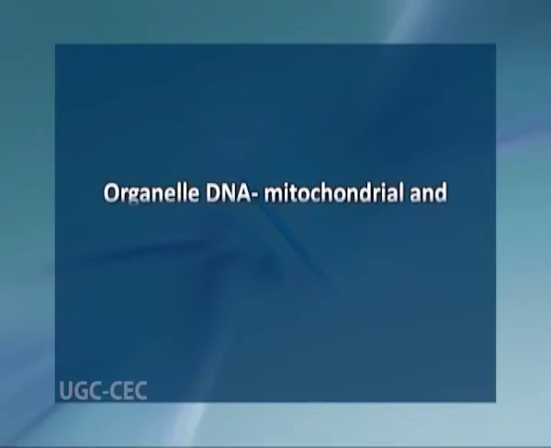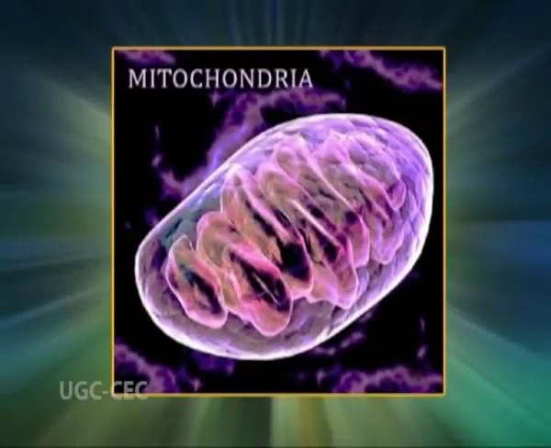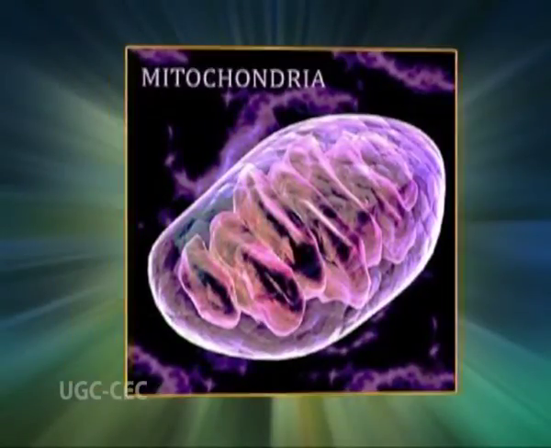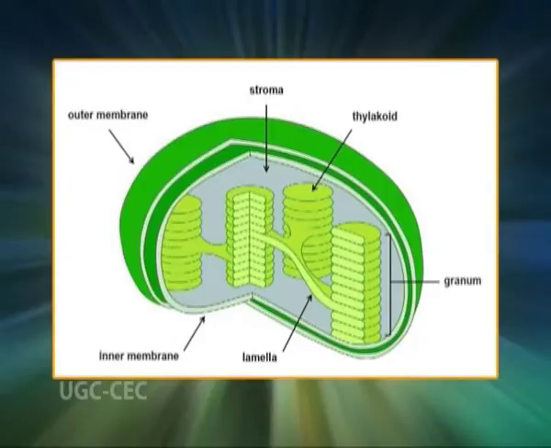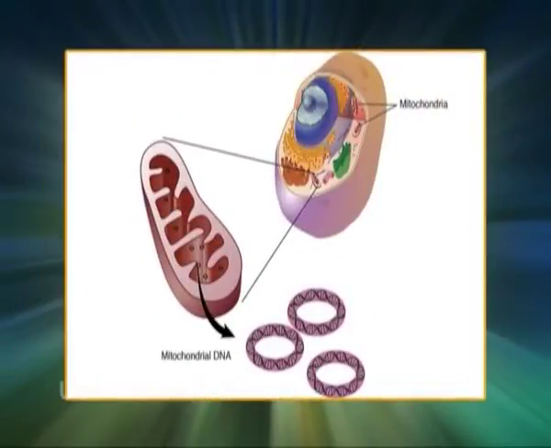Now our last objective, which is organelle DNA, mitochondrial and chloroplast DNA. Eukaryotic cells also have organelles, mitochondria and chloroplasts that contain DNA. Mitochondrial DNA molecules are much smaller than the nuclear chromosomes. Each mitochondrion typically has 2 to 10 copies of this mitochondrial DNA molecule, and the number can rise to hundreds in certain cells of an embryo that is undergoing cell differentiation.